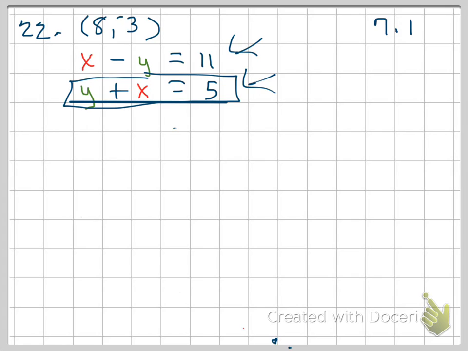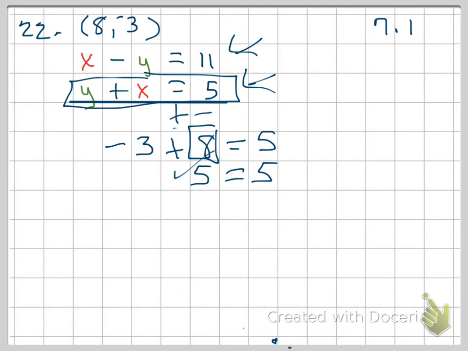y plus x equals 5. So y is a negative 3 plus x, which is 8, equals 5. We know when we are adding, it's the number that's the biggest that will tell us whether it's a positive or a negative answer. This one is a positive, so our answer will be positive. And we know that 8 plus a negative 3 does indeed equal 5, and 5 is equal to 5. So we know our two lines will intersect on a graph at 8 and negative 3.